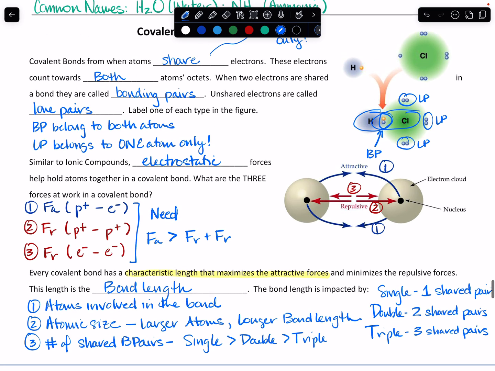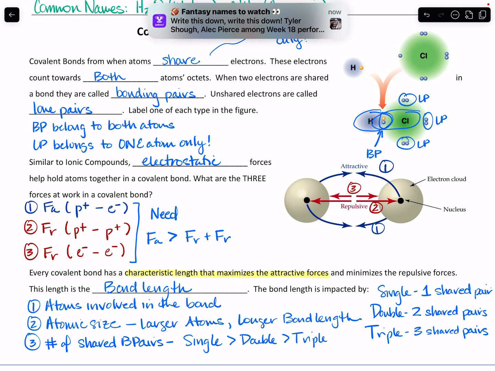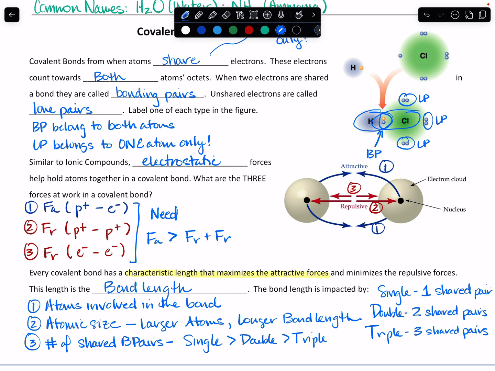This is a quick little screencast just to get us set up to move into our Lewis dot structures for our covalent molecules. Again, you still need to understand in general what is happening. You particularly need to appreciate what a bonded pair and a lone pair are so that you can differentiate between those when drawing your Lewis structures. And then you should have an idea of what the bond length is and what impacts it. Okay? All right. Up next, Lewis dot structures.